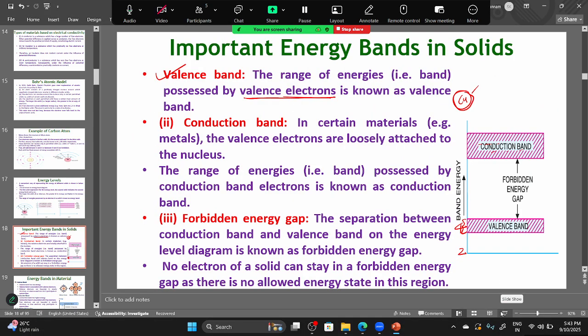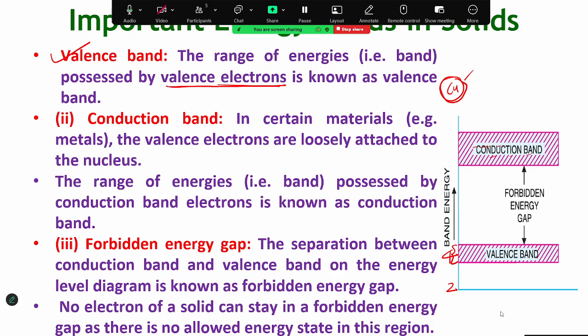Sir, what is valence band? What is conduction band? What is forbidden energy gap? Okay, the energy gap. Energy gap means how much energy is required to move the electron from valence band to conduction band, and that is what we call the forbidden energy gap.